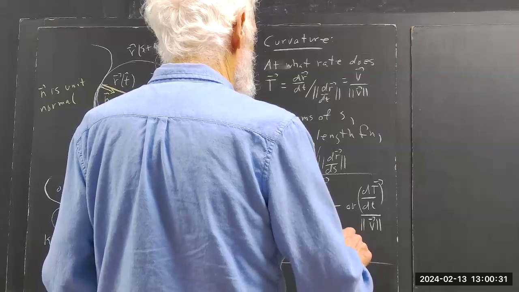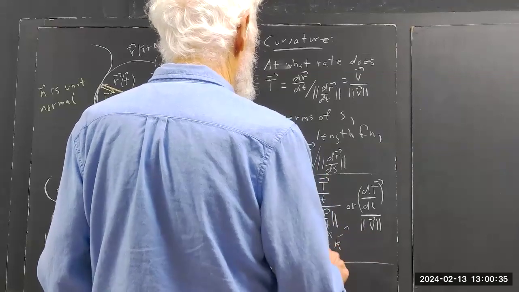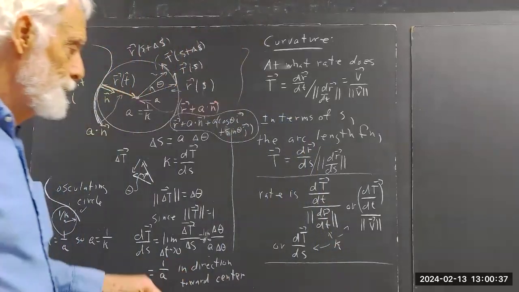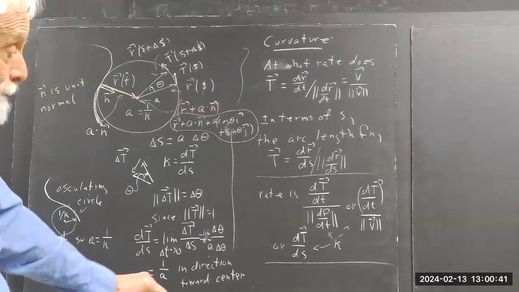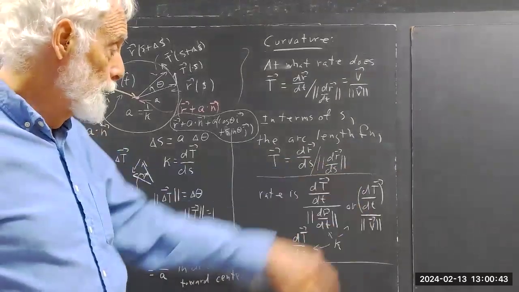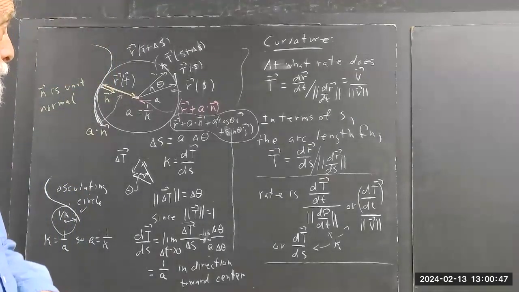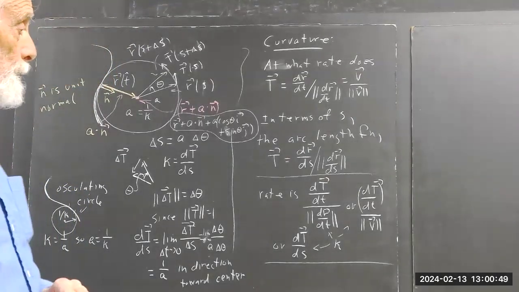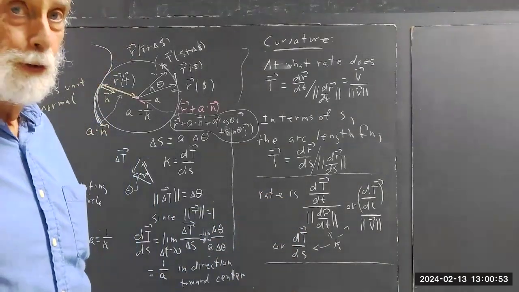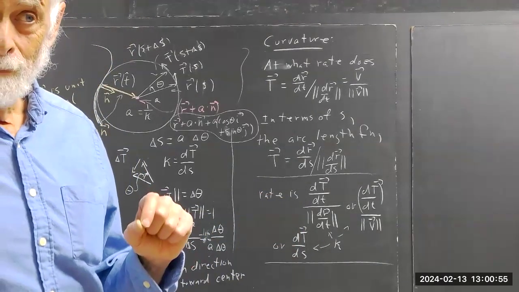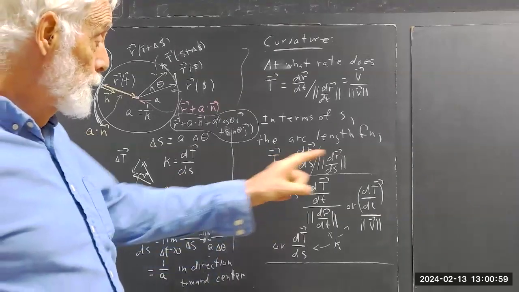Of course, what we have up here, what we have here, what we have here is the curvature. This way, this way, this way. Don't take the most convenient formula and fixate on it. Take the one that makes the most sense to you.